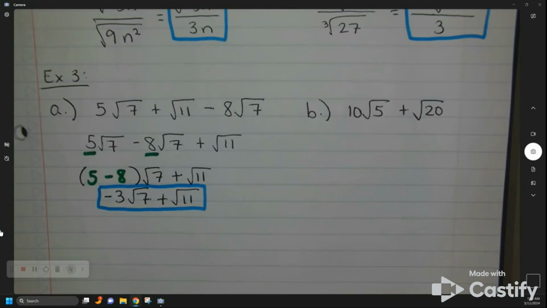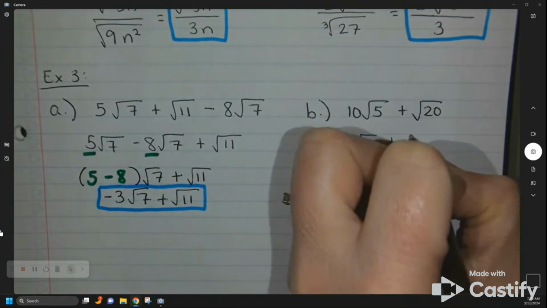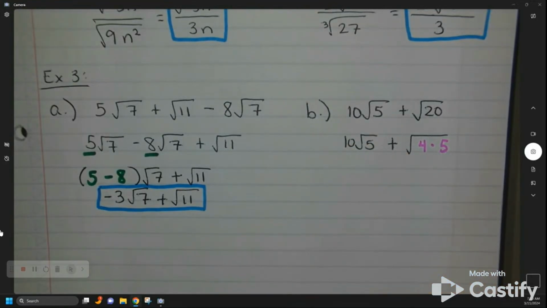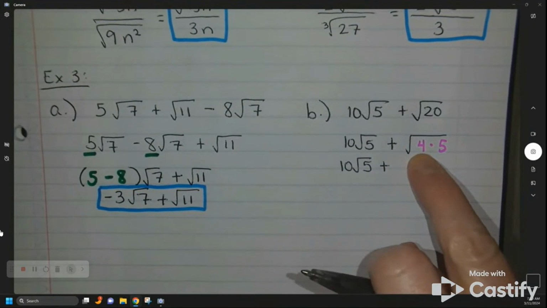So I'm wondering if I could find a way to get some like terms here. I'm going to rewrite my 10 times the square root of 5 because I haven't done anything with that. But I'm going to rewrite this 20 as the square root of 4 times 5. Now in doing this, I realized 4 is a perfect square. So if I'm taking the square root of 4, that's going to give me 2. So right now I've got 10 times the square root of 5 plus the square root of 4 is 2.